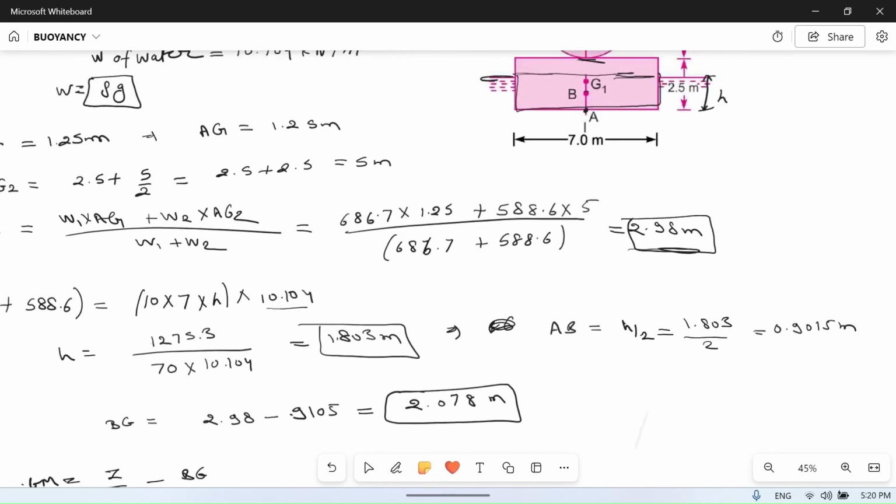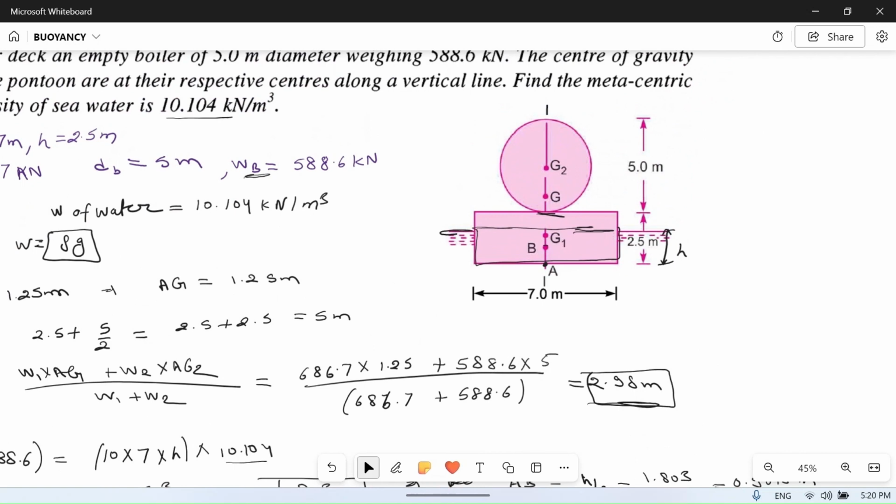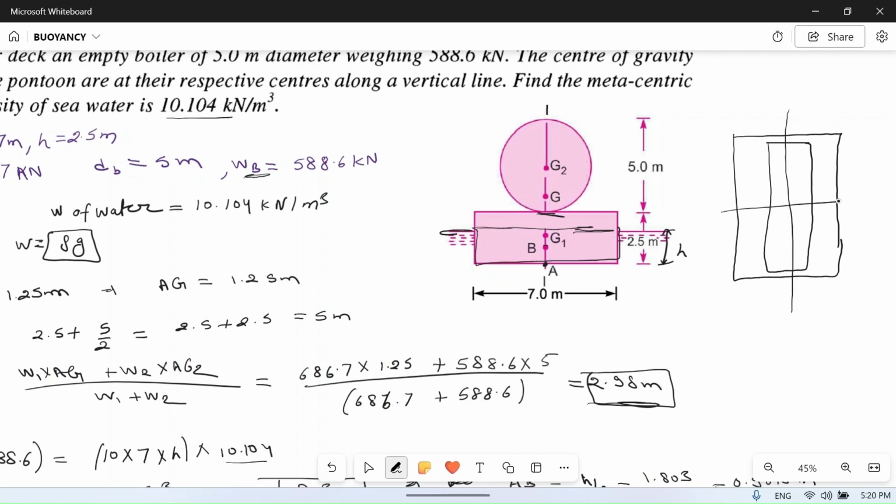So what is I? See, if you see in this figure, you have to look from the top view. If you see from the top, you will find that it is a rectangular shape like this, and then there will be a cylinder resting on it. This is the y axis, this is the x axis. Which shape do you have to consider for calculating moment of inertia? You have to calculate moment of inertia in plan view or top view, and you have to consider about the y axis.